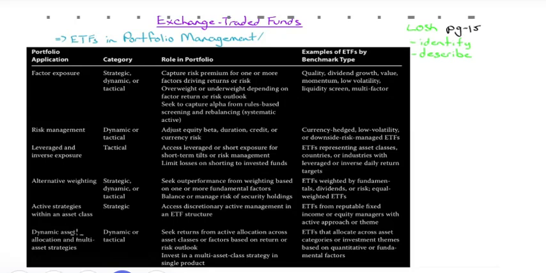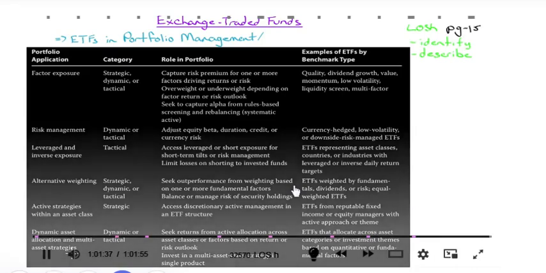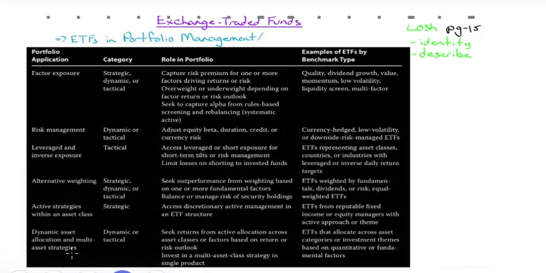And the last one, dynamic asset allocation and multi-asset strategies. You can get ETFs that are themselves diversified across multiple asset classes, as opposed to building it yourself, let's take some bond ETFs, let's take some equity ETFs, let's take some commodity ETFs, with different ETFs. You can get it all in one product. And that wraps up this reading.